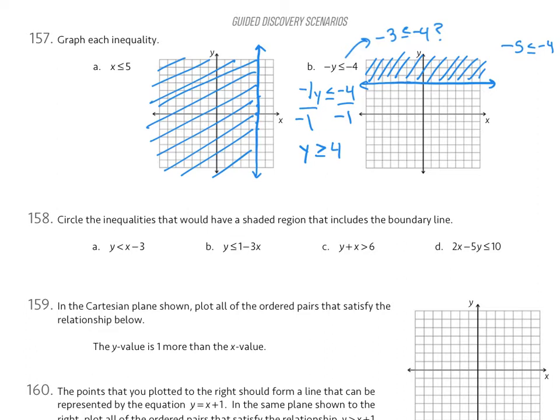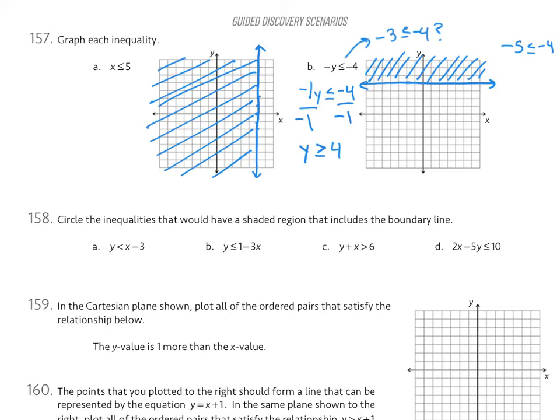158. Circle the inequalities that would have a shaded region that includes the boundary line. What does that mean? Here's a boundary line, and it's solid, so it is included. This is a boundary line. It is solid, so it is included. When the boundary line is dashed, it's not included. So whenever we have a less than or equal to, an underlined inequality symbol, then we are including the boundary line.